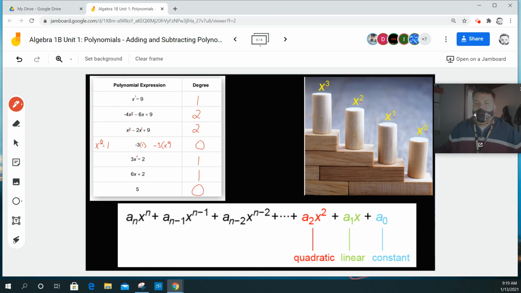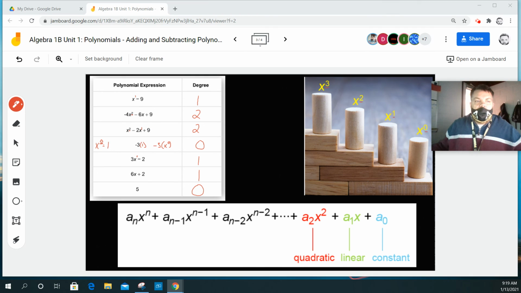But here's what I really want you guys to see. You can have an infinite amount of terms, right? So this is a term, this is a term, this is a term. Right now, we're going to focus on this. Descending order, 0 degree polynomial, this will be the constant. First degree polynomial, x raised to the first power. Quadratic, x raised to the second power. Okay? That's what we're focusing on. All right? Any questions?